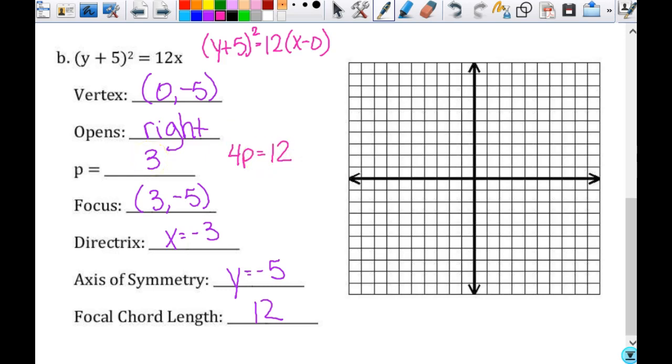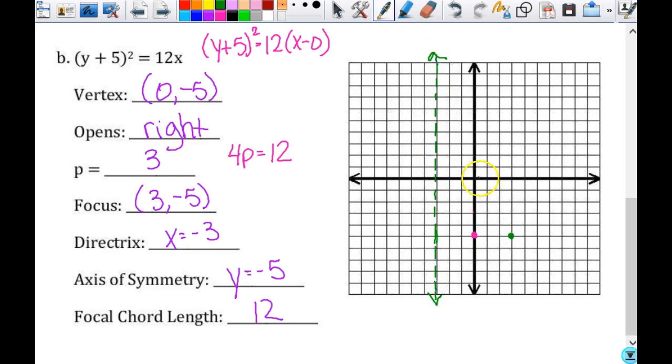Now, it can help to plot this stuff along the way. I can plot my vertex at 0, negative 5. 1, 2, 3. There's my vertex, right? And since I know already that it opens right, if p is 3, I got to go 1, 2, 3. There's my focus. And 1, 2, 3. There is my directrix right there. So understanding what the numbers mean and how that all works can help you get that.